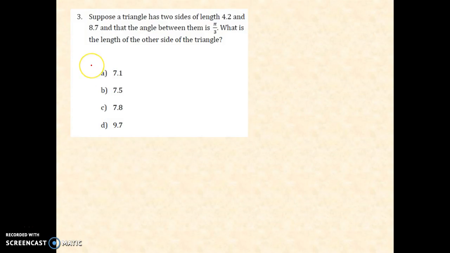Suppose a triangle has two sides of length 4.2 and 8.7, and that the angle between them is pi over 3. What is the length of the other side of the triangle? Alright, well, in addition to supposing this triangle, I'm also going to draw this triangle. Say this is 4.2, and then 8.7 is longer than that.